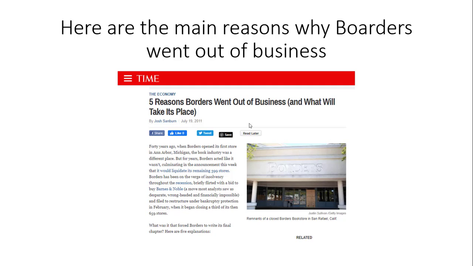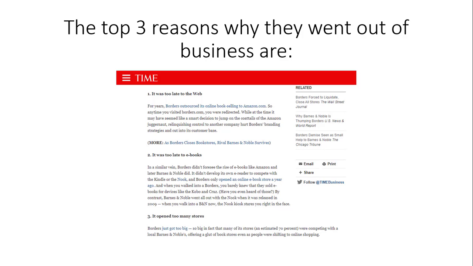Borders at that time thought they were in the business of selling printed books. That is what they believed they were in. I remember that most of the people at Borders, especially the executives, believed we are in the business of just selling printed books. Unfortunately, that's not the truth, and here are the top three reasons why it went bankrupt.